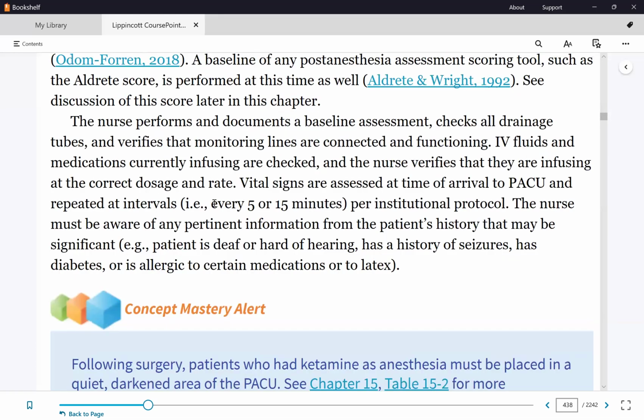So the routine for vital signs is every 5 or 15 minutes for the first hour, and then it decreases in frequency on the next hour. You go every 30 minutes, then every hour for another 2 hours, and so on. Then routine after that.